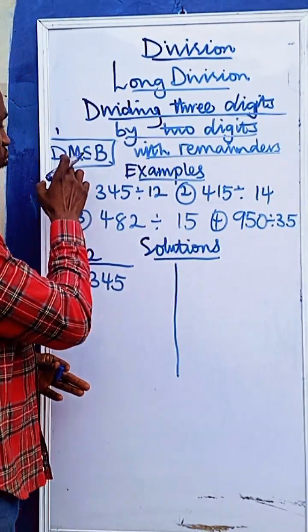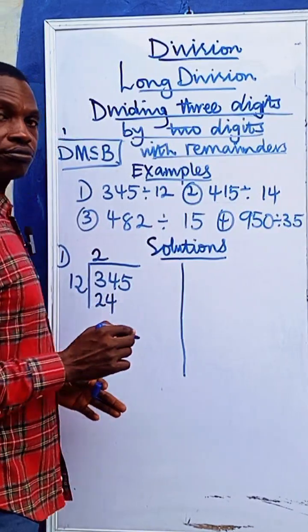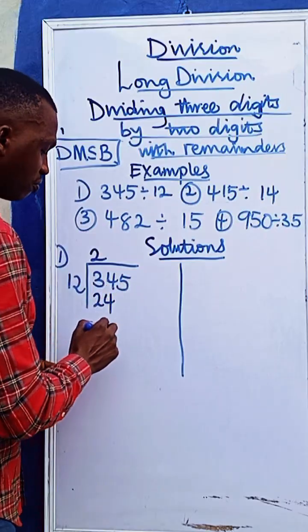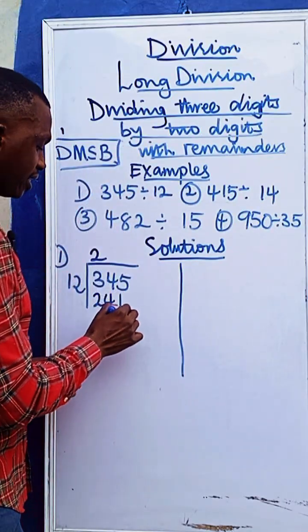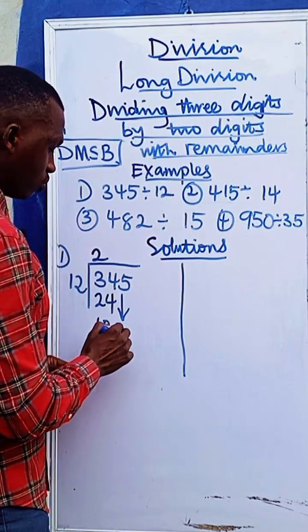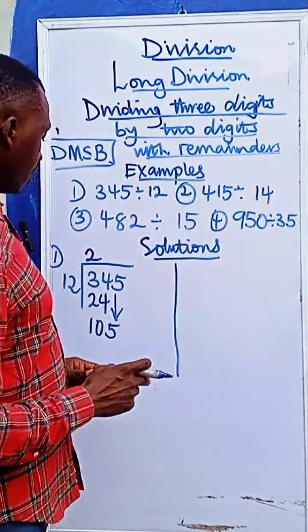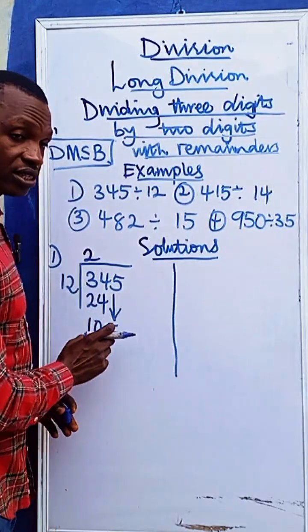Now we'll move to the next level, which is what? Multiplication. Now 12 times 2 will give us 24. Now the next step is what? Subtraction. So 34 minus 24 will give us what? Will give us 10. Now the next step says what? Bring the next number down, which is what? Which is 5. Let's take it easy peasy. Now by so doing, we say 12 in 105, but 12 cannot go in 10.